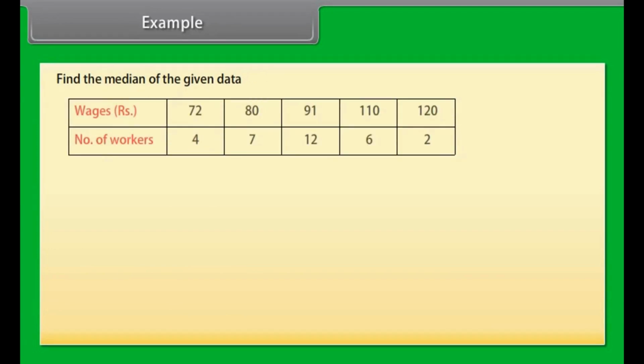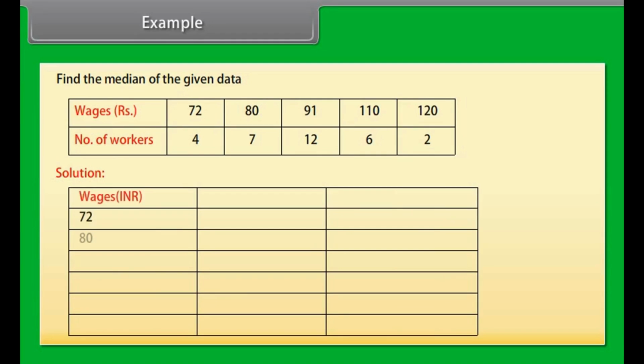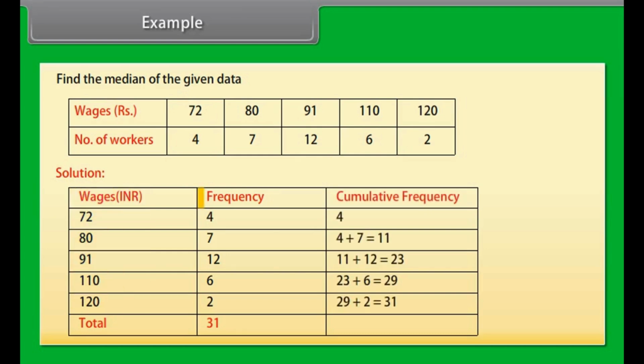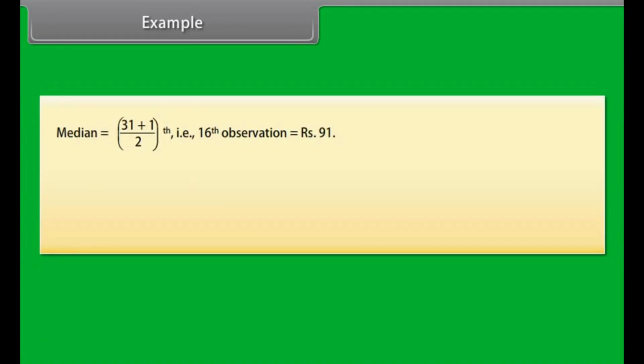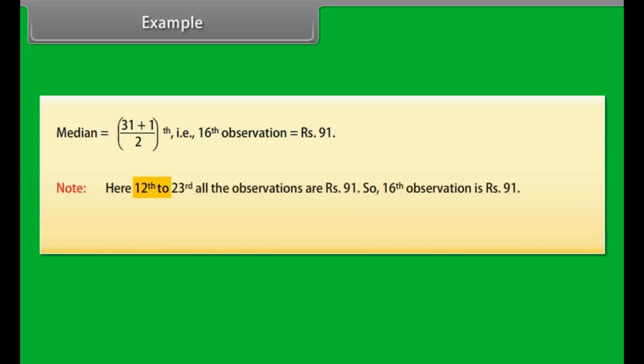Find the median of the given data. Solution. In the first column, we have written the given wages. In the second column, we have written the given frequency. The sum of the frequencies is 31. In the third column, we have found the cumulative frequency for each wage by adding the previous frequency to the current frequency. After that, we have found the median, which is the (31 plus 1) by 2th, that is, 16th observation, which equals rupees 91. Here the 12th to 23rd observations are all rupees 91. So, the 16th observation is rupees 91.